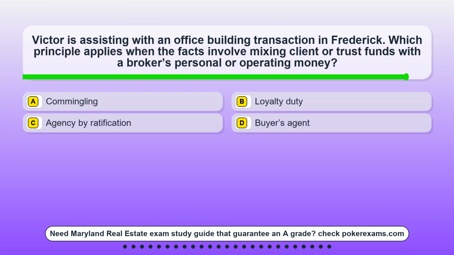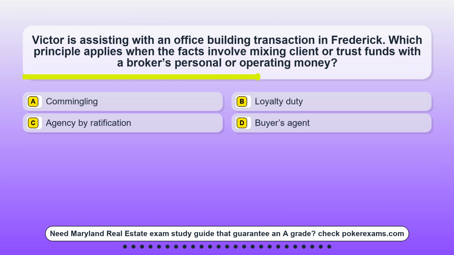Question 12. Which branch controls federal appropriations? Option A, state legislatures. Option B, Congress. Option C, President. Option D, a Supreme Court.